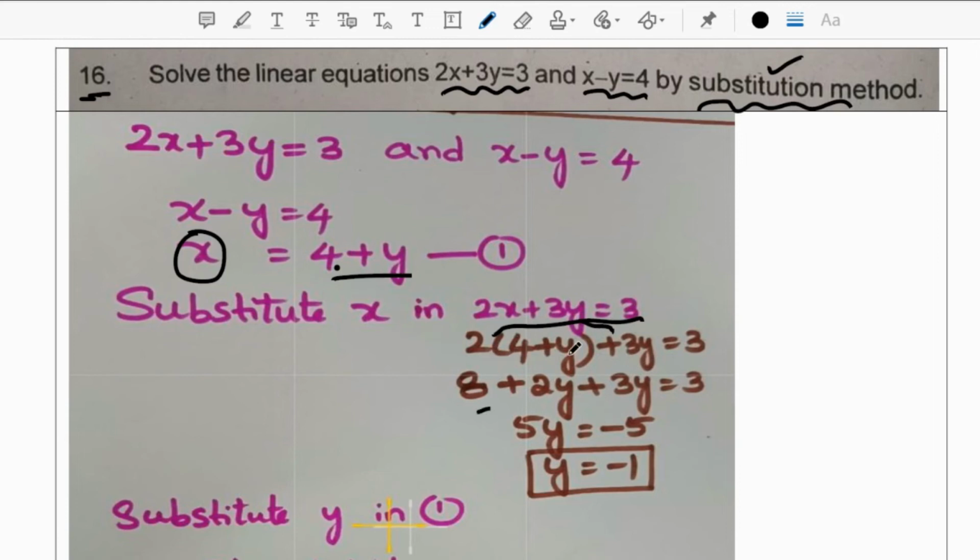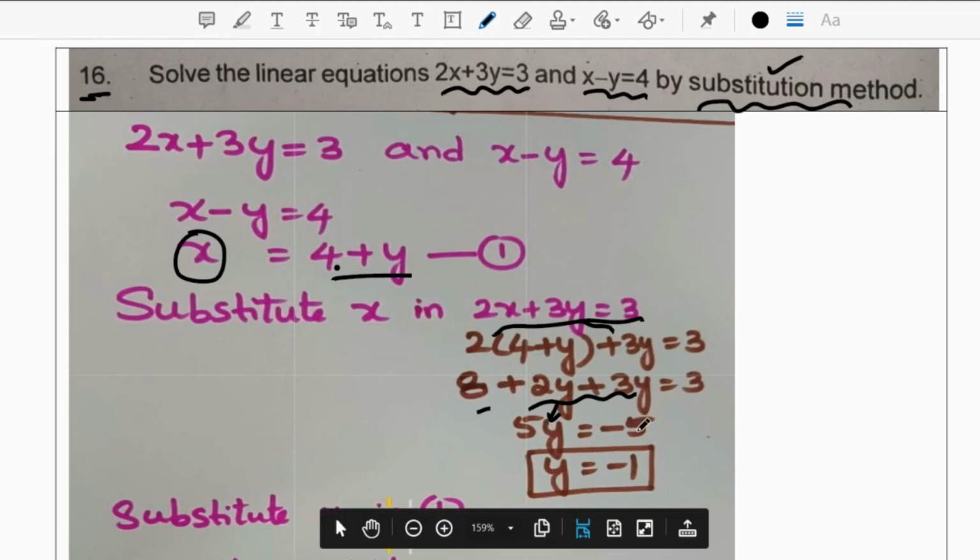2 fours are 8. 2 into y is 2y plus 3y is equal to 3. 2y plus 3y is 5y plus 8 goes to the other side and will become minus 8. So 3 minus 8 is minus 5. 5y is equal to minus 5, y is equal to minus 1.